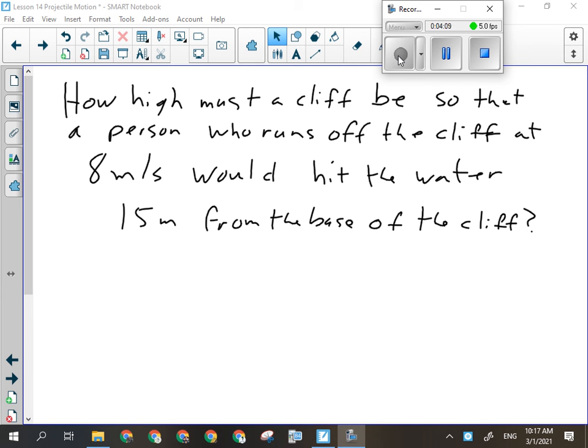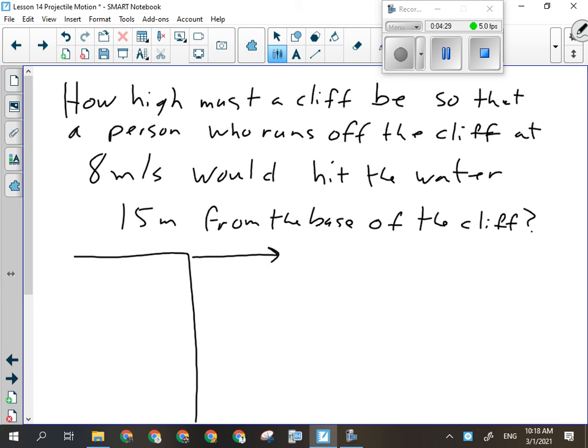Okay. So on this question, we've got a person who's running off a cliff at 8 meters per second. They're going to fall to the water, and they're going to hit the water 15 meters horizontally from the base of the cliff. So it's always a good idea to draw these ones out. Okay, so the person's running off the cliff horizontally at 8 meters per second.